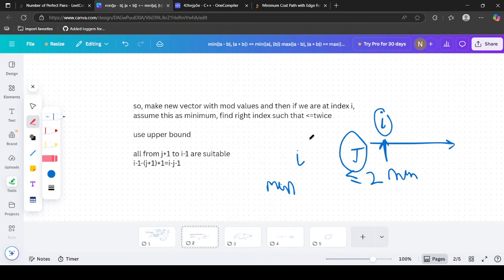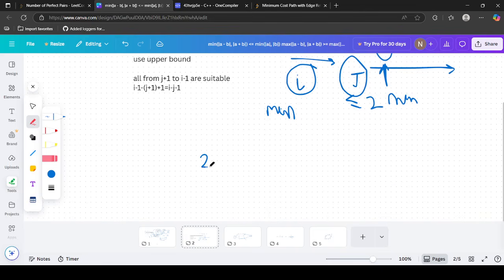So for this, from index i, we can use binary search to find the upper bound such that the maximum value is 2 into v of i. So if we are at index i and the binary search upper bound of 2 into v of i is j, then what are the indices that i can form a pair with? It is i plus 1 to j minus 1.